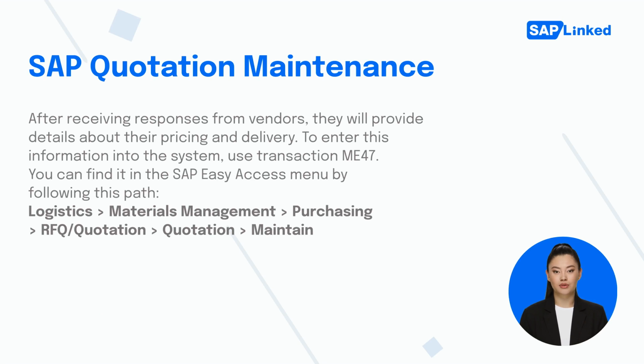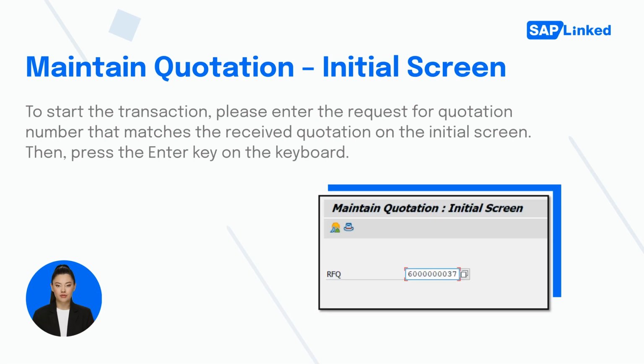After receiving responses from vendors, they will provide details about their pricing and delivery. To enter this information into the system, use Transaction ME47. You can find it in the SAP Easy Access menu by following this path: Logistics, Materials Management, Purchasing, RFQ/Quotation, Quotation, Maintain. To start the transaction, please enter the request for quotation number that matches the received quotation on the initial screen. Then, press the Enter key on the keyboard.